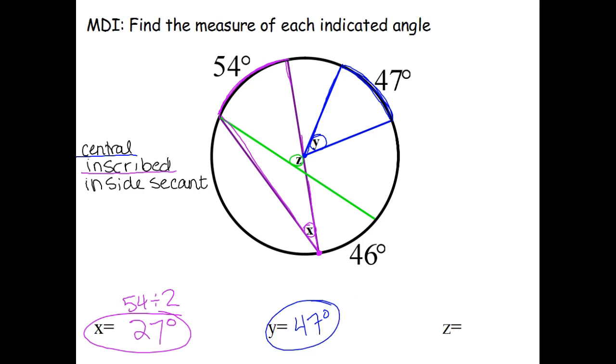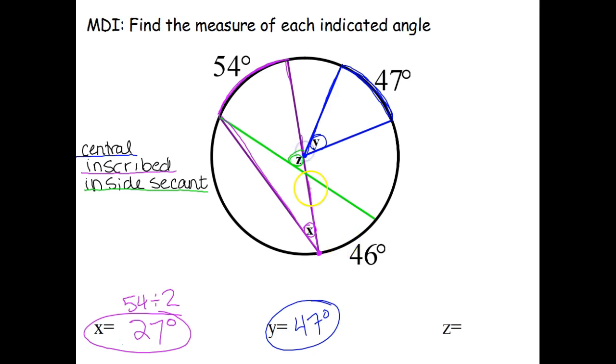Z is probably the most difficult one. So Z is made up of these 2 secants right here. So it is an inside secant. Its vertex is not at the center, so it's not a central angle, and its vertex is not on the circle, so it has to be an inside secant.